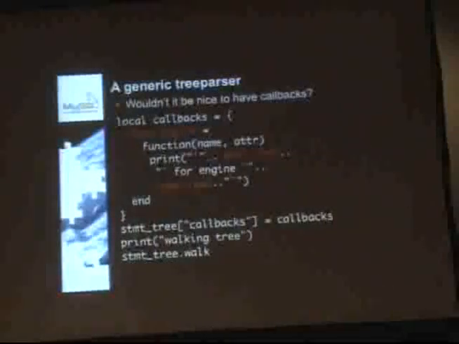And you have a tree, say tree V1 to probably 4. And you just set its callbacks attribute, which expects a table with keys like the callback names. And then you just tell it to walk. That's all.